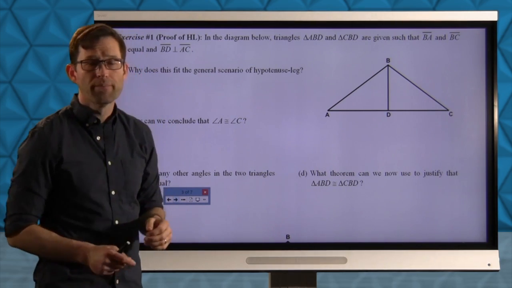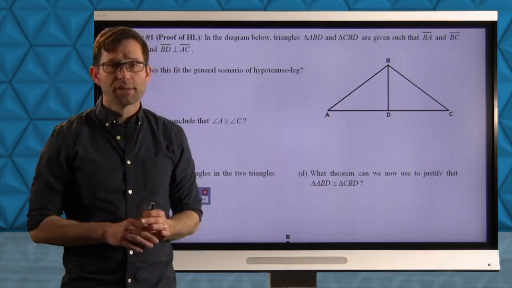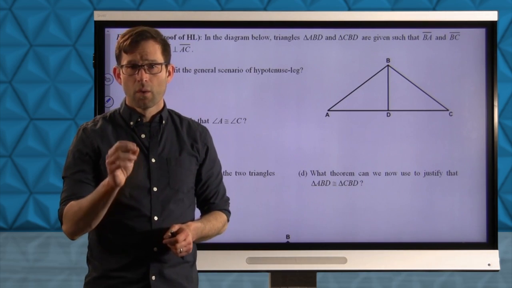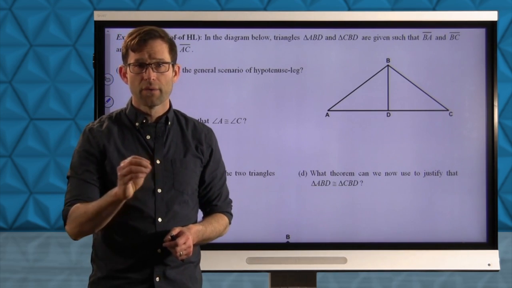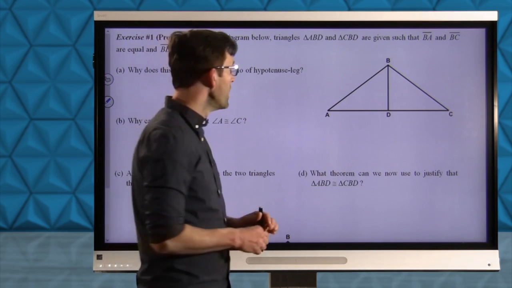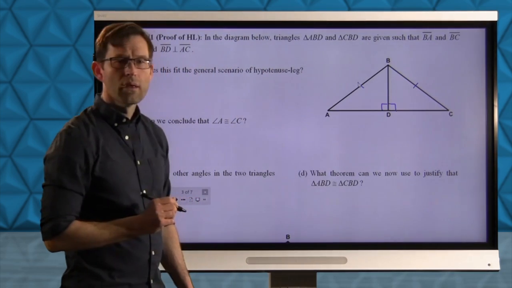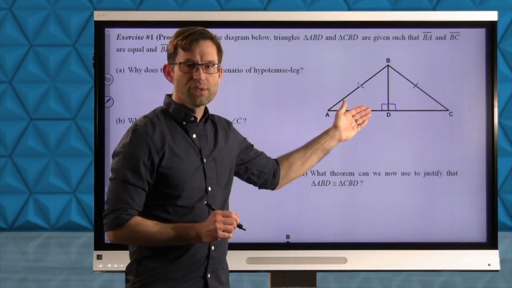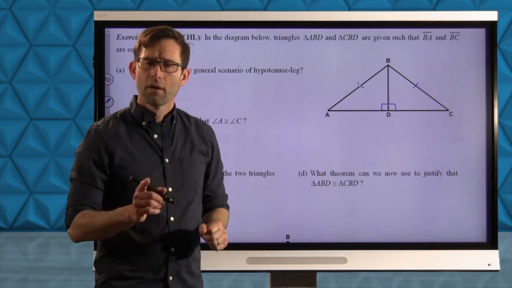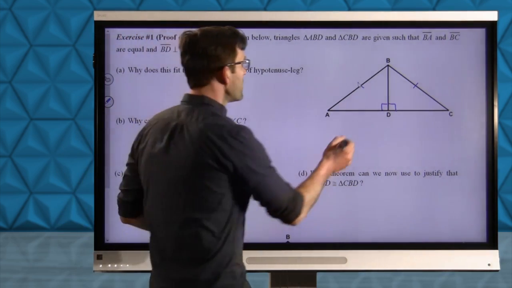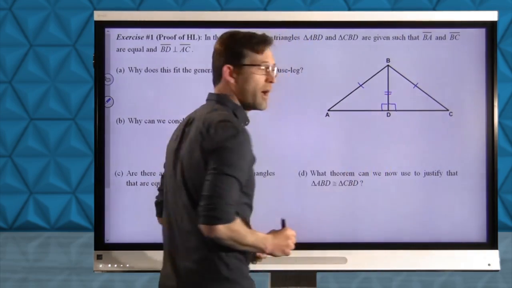All right, let's go through it. Hypotenuse leg says we've got two right triangles, we've got a leg equal to a leg, and a hypotenuse equal to a hypotenuse. Well, what do we have? We know that BA and BC are equal, or congruent either way. We know that BD is perpendicular to AC, so that gives us this and this as right angles. So I've got a hypotenuse equal to a hypotenuse, and I've got two right triangles. Why do I have a leg equal to a leg? Well, that's because they share this side.